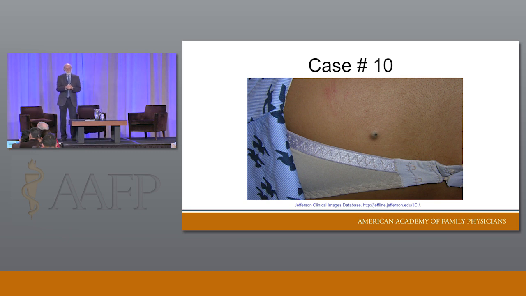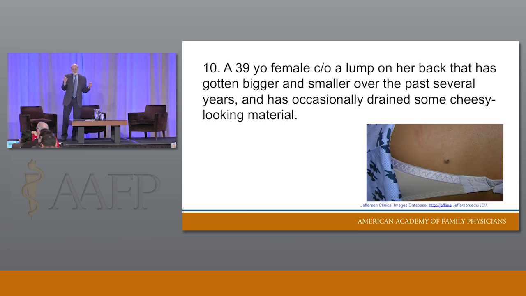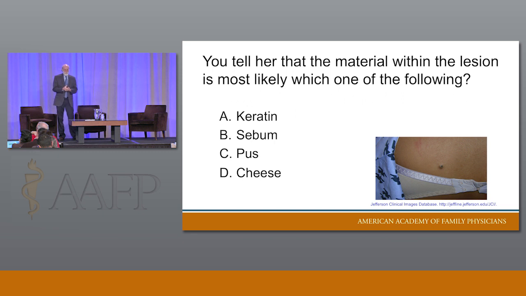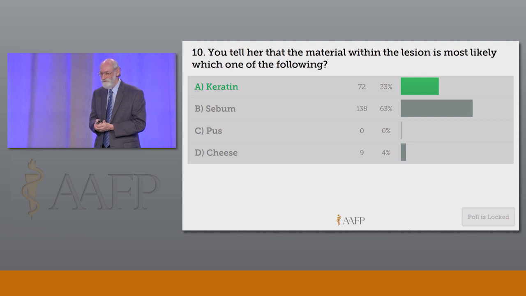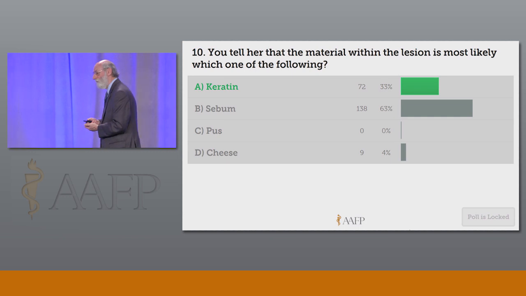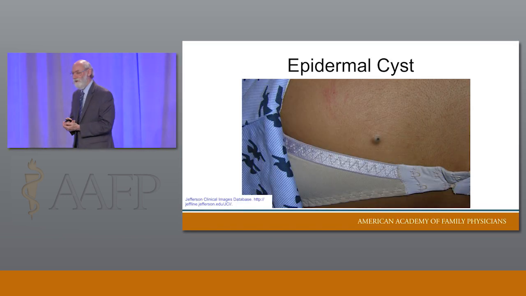One last case, if I have a couple more minutes. Case number 10. A 39-year-old lady has a lump on her back that has gotten bigger and smaller for a couple of years and occasionally drains some cheesy-looking material. You tell her the material within the lesion is most likely which one of the following: keratin, sebum, pus, or cheese. Yeah, just like the others. It's keratin. We call them sebaceous cysts, but it's keratin.